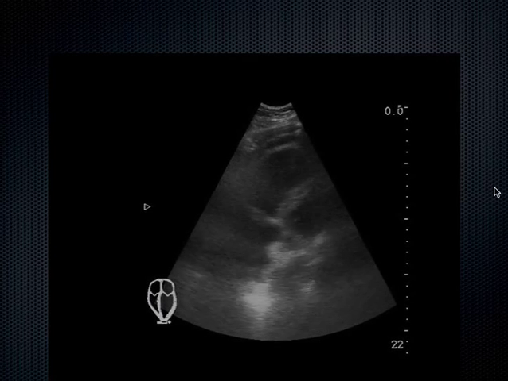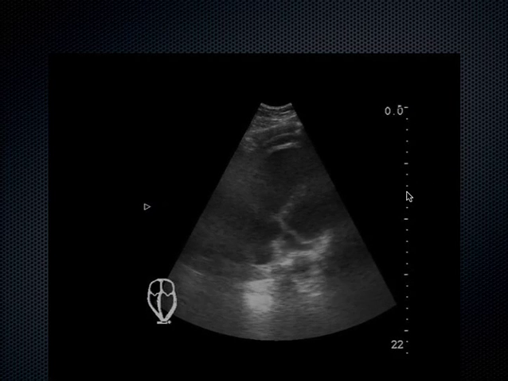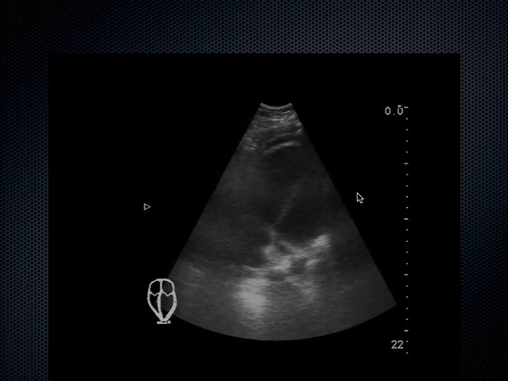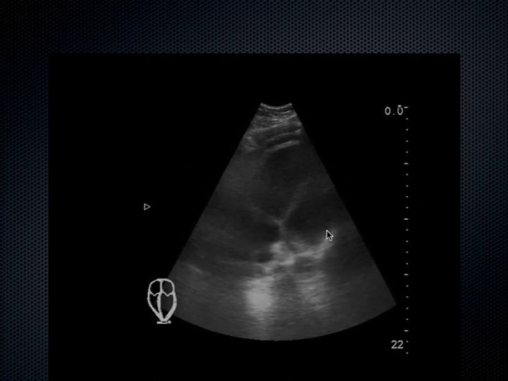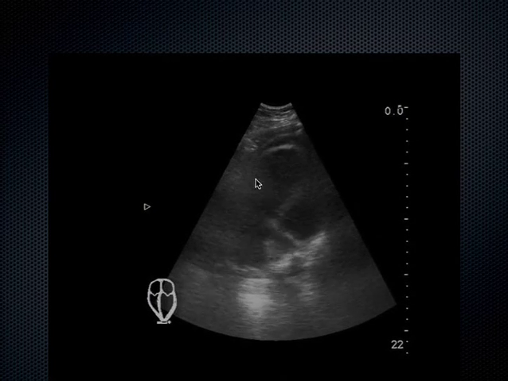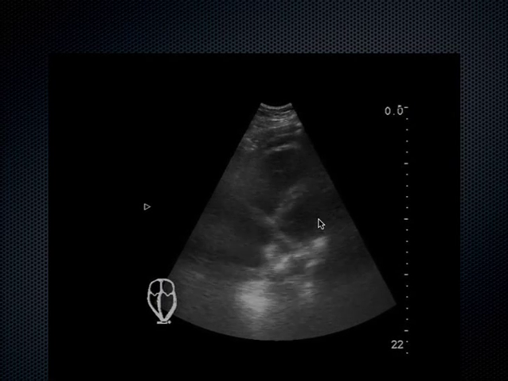Of course, we looked at his heart like we do any other code. And this is not the prettiest view, I'll give you that, but this is what they got. It's trying to be an apical 4 chamber, and this is the left ventricle over here, and this is the right ventricle over here. Can you see how much bigger the right ventricle is than the left ventricle?